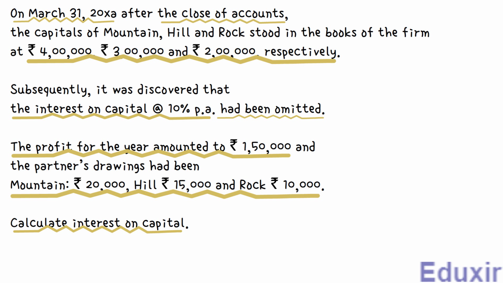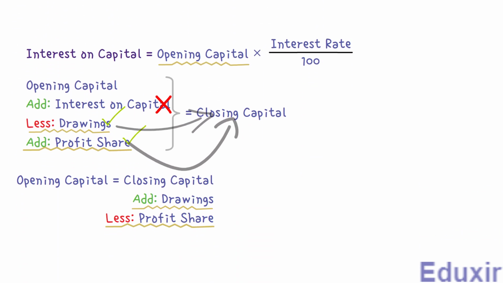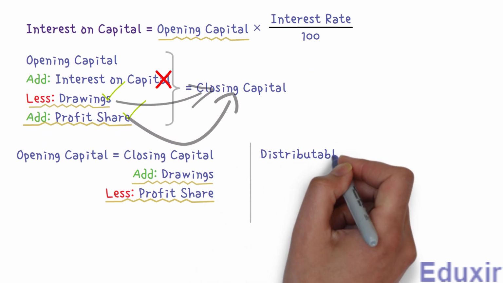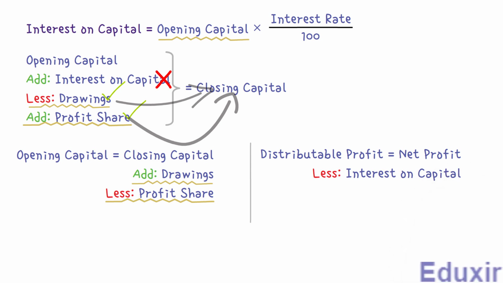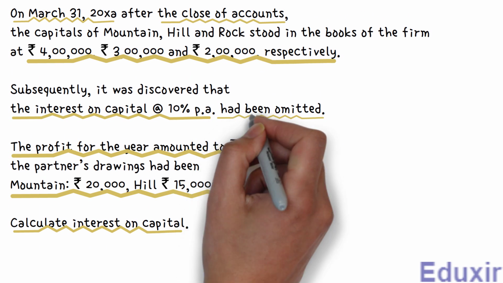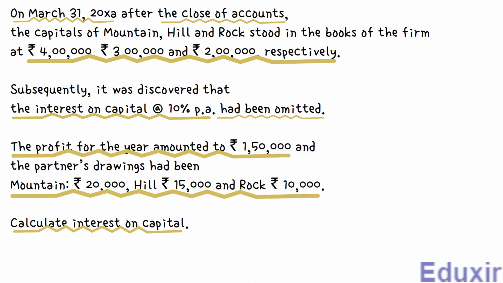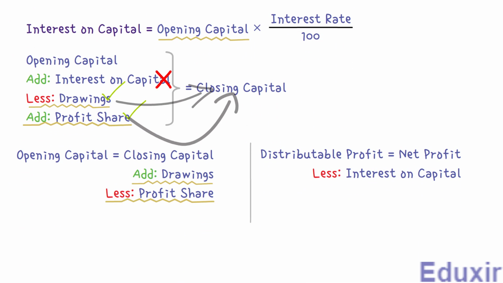Now, to calculate the profit share of each partner, we need to find the net profit that should be distributed among the partners. See, the net profit is not directly distributed to the partners, right? From the net profit, we have to allocate the appropriations and then the remaining profit should be distributed among the partners. So, the distributable profit can be calculated by considering the net profit and then from that, we lessen the interest on capital. Now, it is given in the problem that the interest on capital was not considered or omitted. So, the net profit is distributed among the partners without considering the interest on capital. In other words, all the net profit is distributed among the partners.